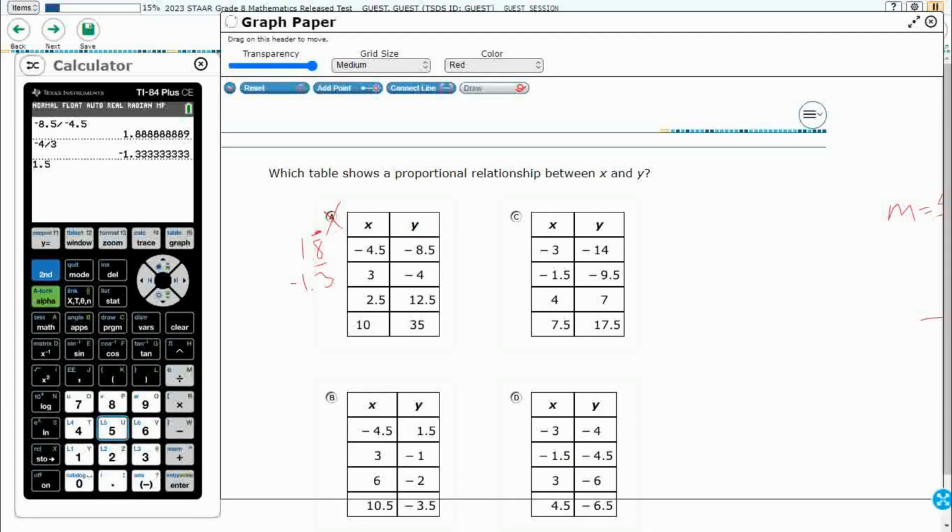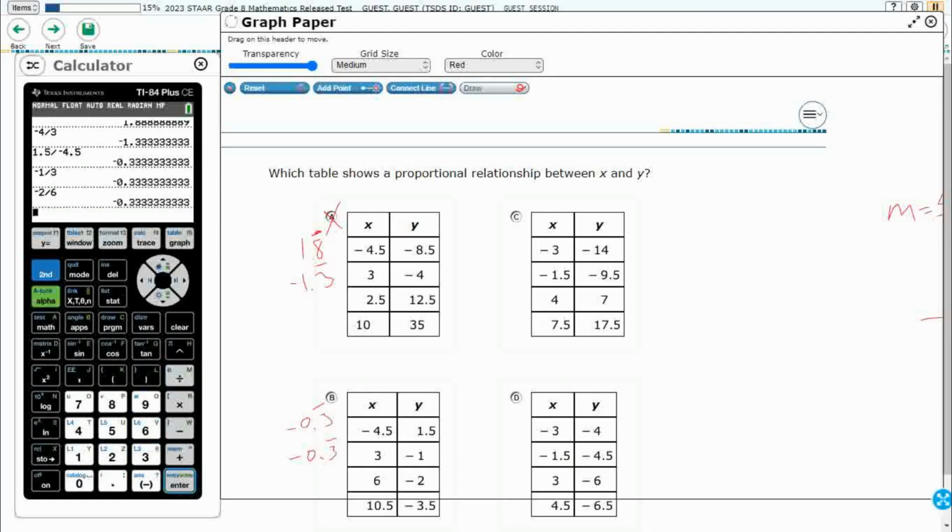So 1.5 divided by negative 4.5. So that's negative 0.3 repeating. All right, so I've got the same thing for the second one, negative 0.3 repeating. Negative 2 divided by 6, yeah, that simplifies to negative 1/3. And that's negative 3.5 divided by 10.5. All right, that looks proportional. B's looking good. Let's verify that it's not going to work for C or D.